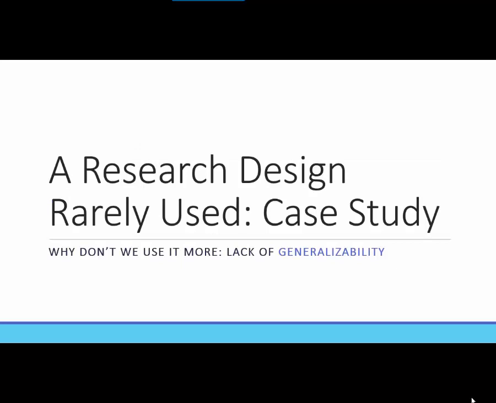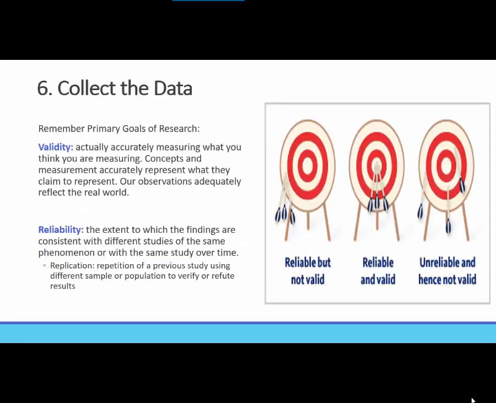The final research design is probably the most rarely used in the discipline, and that is the case study. That's where you do an in-depth study of one particular case, with the expectation that that in-depth study of that case illuminates a phenomenon, tells you more about a phenomenon. We don't really use case studies in sociology often because of the lack of generalizability. So there's only a handful of cases where we really emphasize the utility of using the case study design.